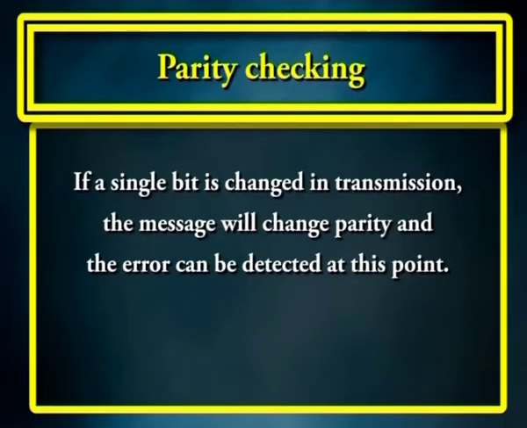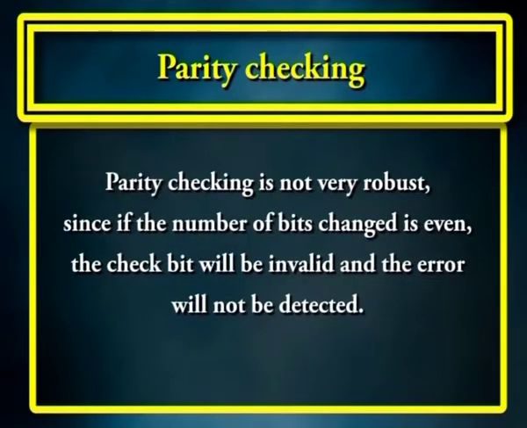If a single bit is changed in transmission, the message will change parity and the error can be detected at this point. Parity checking is not very robust, since if the number of bits changed is even, the check bit will be invalid and the error will not be detected.